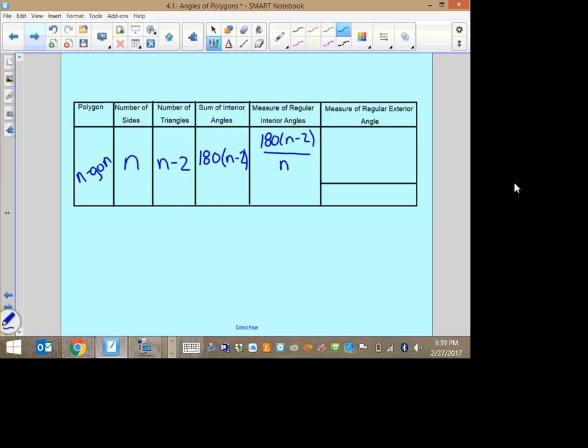And the measure of regular exterior angles, before we were taking 180 minus our interior angle. But if you simplify that all out, you're just going to get 360 divided by n for a simpler version. And then note that the sum of the exterior angles is 360 degrees, always.